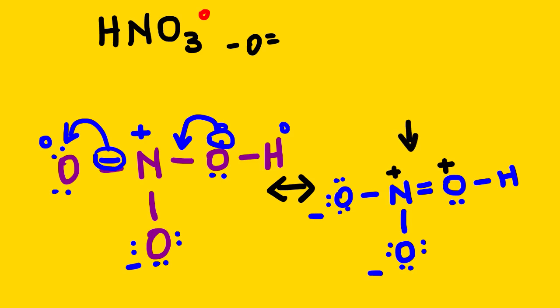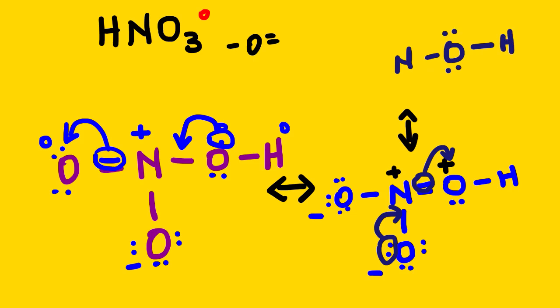Drawing the third resonance structure, we can push these electrons. These ones, we can push them here, then push these electrons here to form... we no longer have a double bond here. We have a single bond, and you're going to have lone pairs and hydrogen.